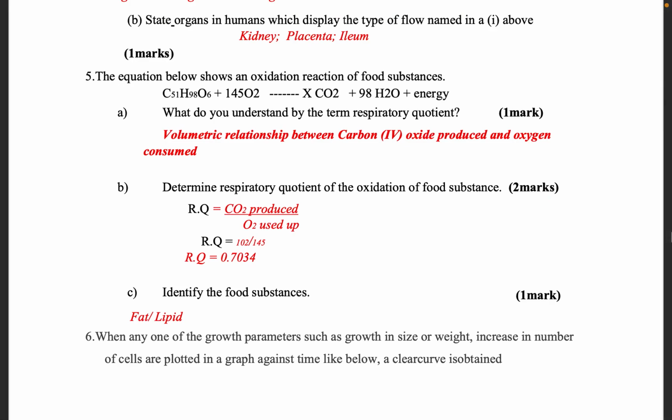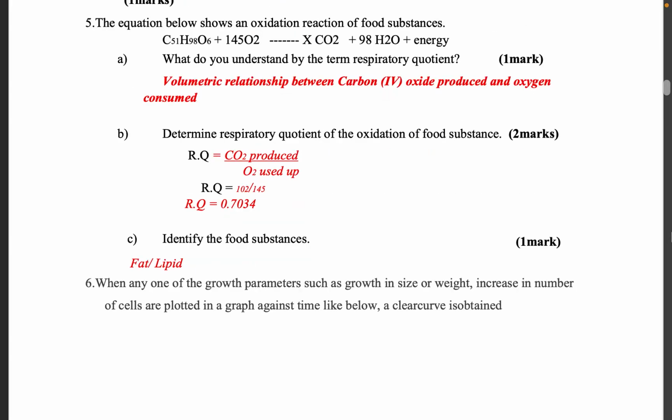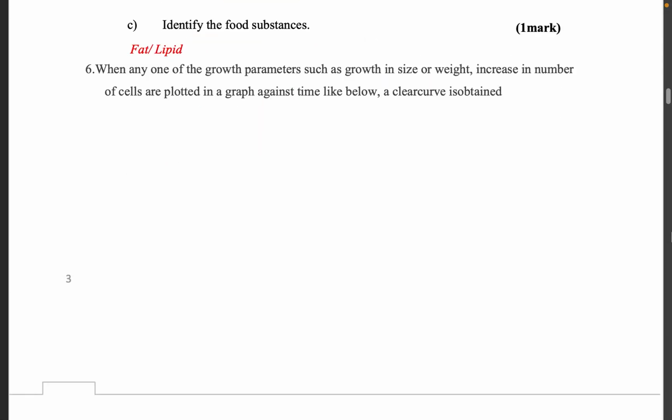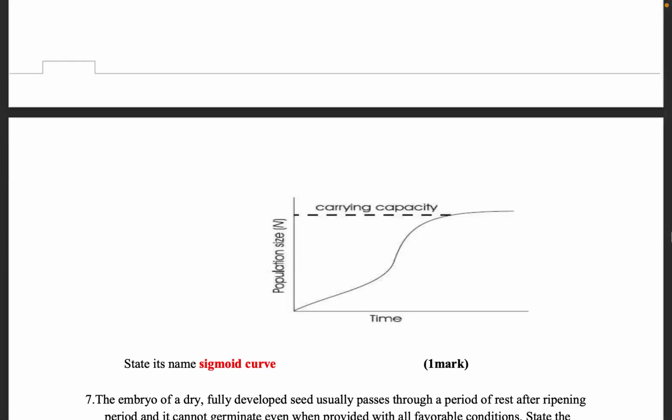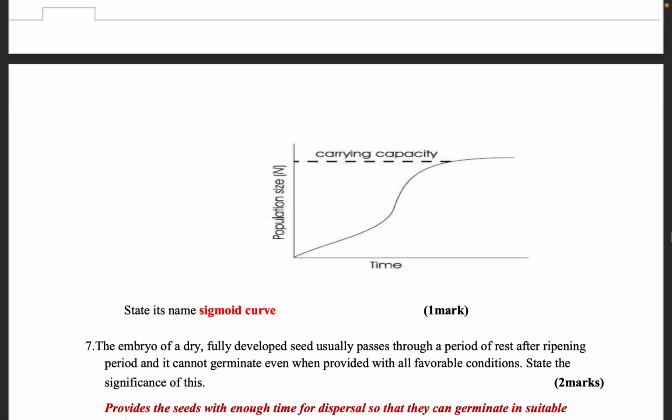Question 6. When any one of the growth parameters such as size or weight, or increase in number of cells, is plotted in a graph against time like below, a clear curve is obtained. Carrying capacity, population size, and time. State its name. It's a sigmoid curve.